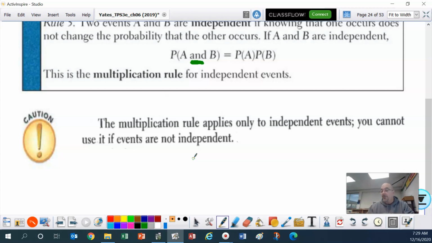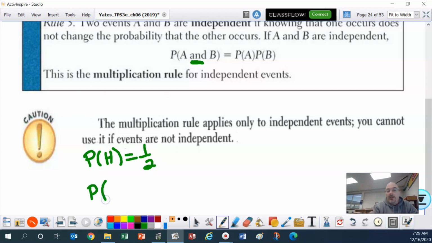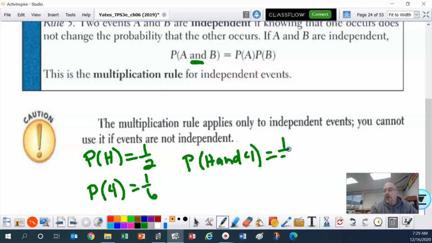A quick example of this. The probability of flipping heads on a coin is 1/2. The probability of rolling a 4 on a die is 1/6. Those are independent because flipping a coin and rolling a die don't affect each other. So the probability of heads and rolling a 4 is simply 1/2 times 1/6, which is 1/12. That's a real quick example. We'll see some more of that in a bit.